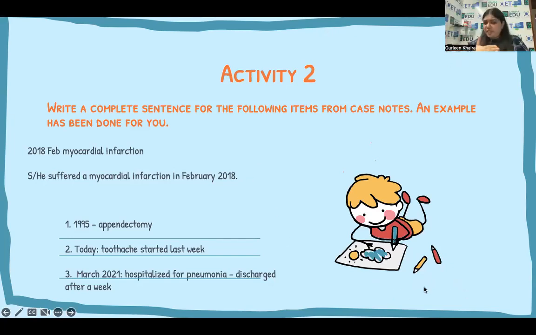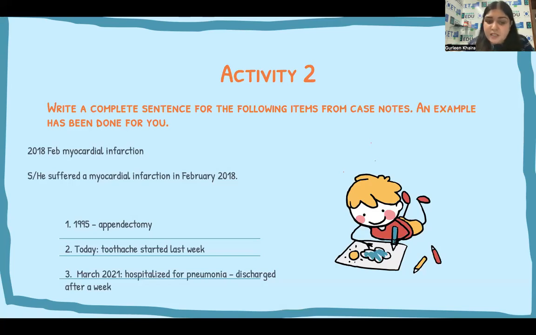This action is finished, right? It's finished in the past. And if it's resolved, you can use simple past. So underwent, very good. She underwent appendectomy in 1995. And if I replace 1995 with 5 years before, 5 years prior, appendectomy 5 years prior, how will we write this then? Five years ago, yes, she underwent appendectomy 5 years ago. Very good. Then the second one, today.